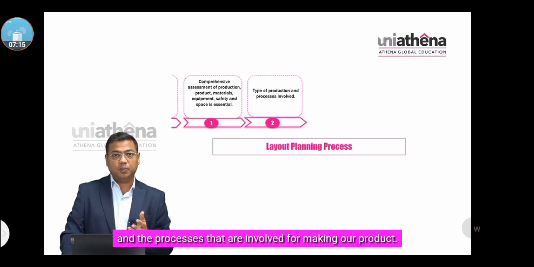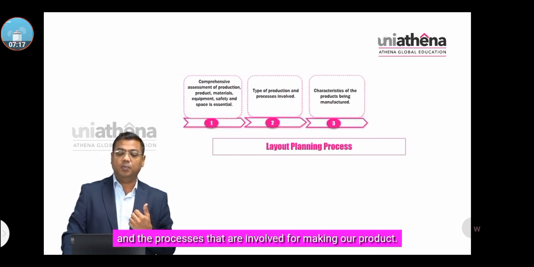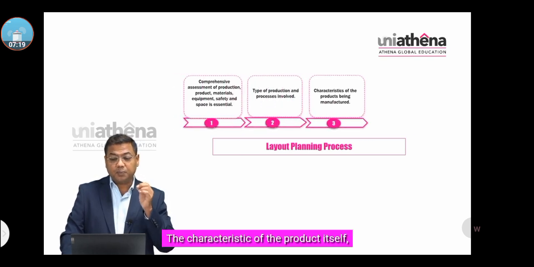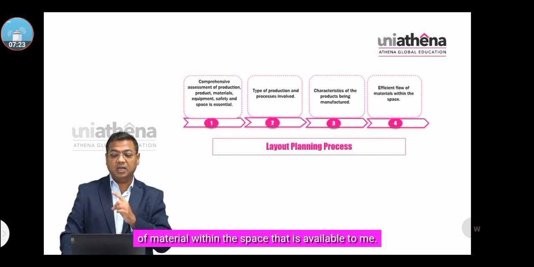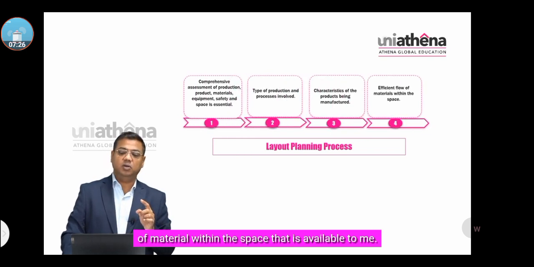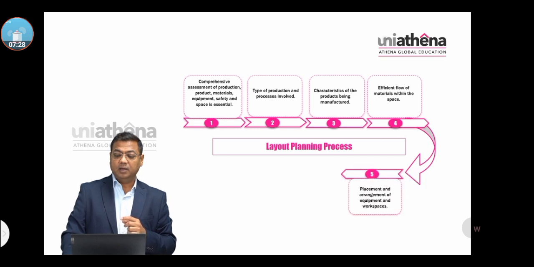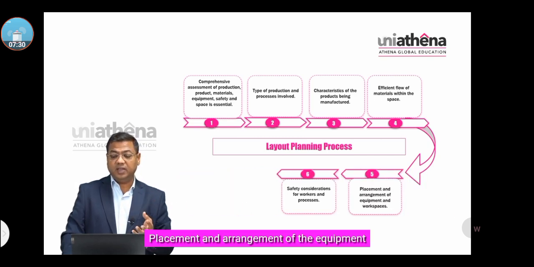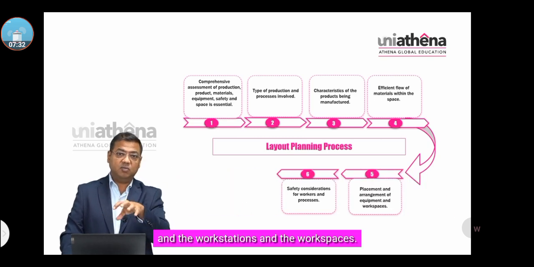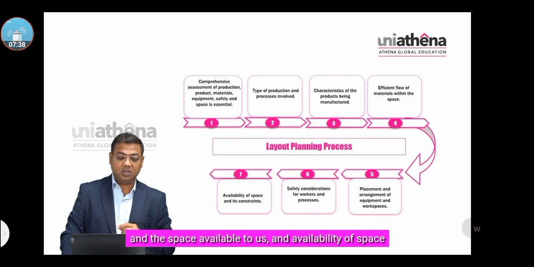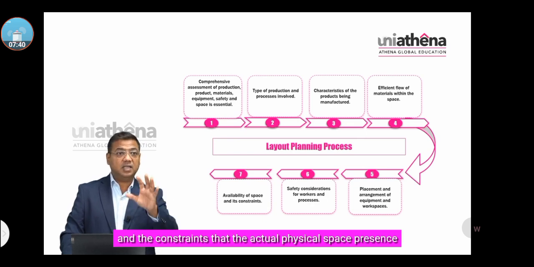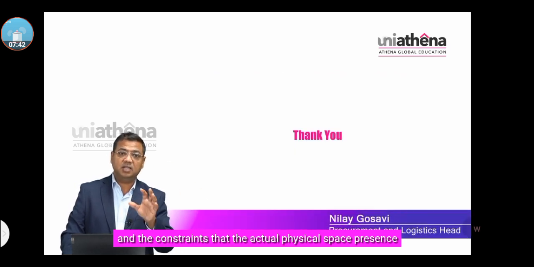Then the types of production and the processes that are involved for making our product, the characteristic of the product itself which is being manufactured, the efficient flow of material within the space that is available to me, placement and arrangement of the equipment and the workstations and the workspaces, safety considerations depending on the layout and the space available to us, unavailability of space and the constraints that the actual physical space presents in some cases.